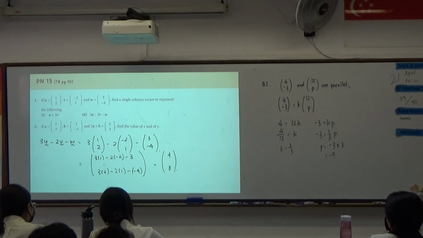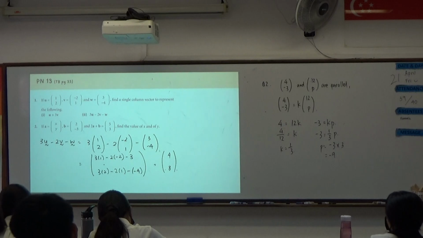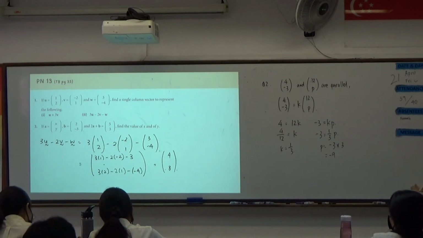So the rest, I think you all can do, right? Because this one is matrices stuff, so that's why I'm not doing these calculations.